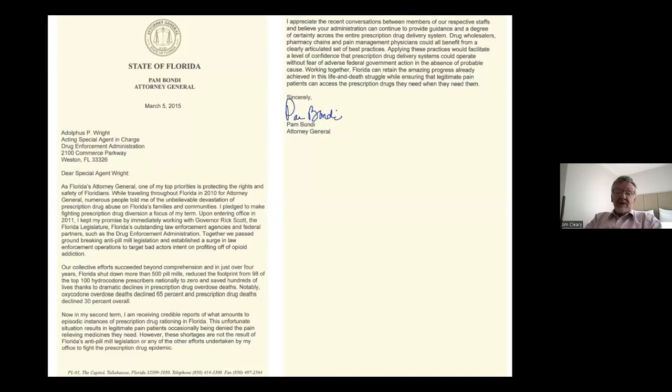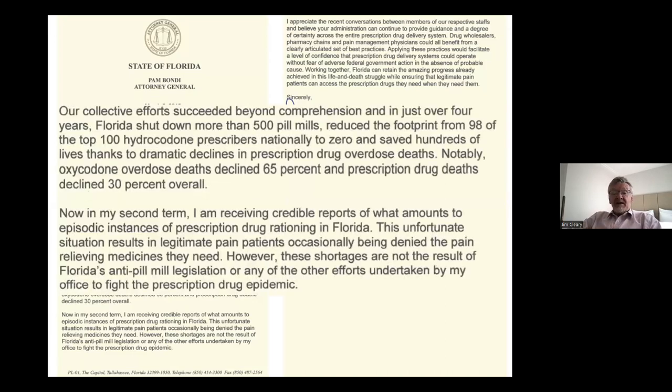And here's an example of a state, and this is the state of Florida, and I think it is significant. What they did, and I'll blow up that letter for you, they actually shut down 500 pill mills, and they had 98 of the top 100 hydrocodone prescribers, and they had a third of the United States' prescribing. They had a decline in deaths by 65%, and overall prescription drug deaths declined 30%.